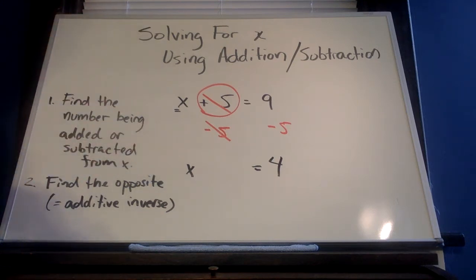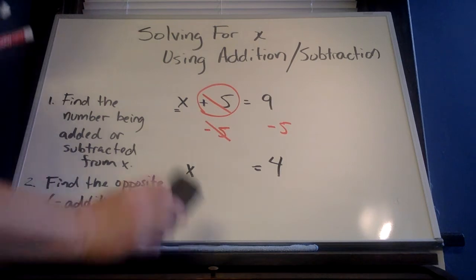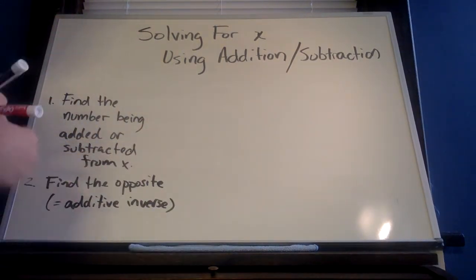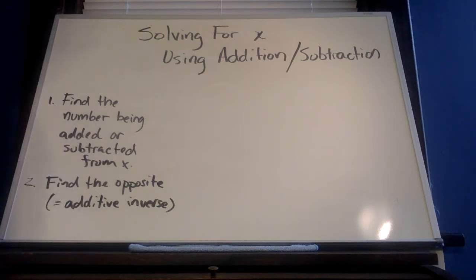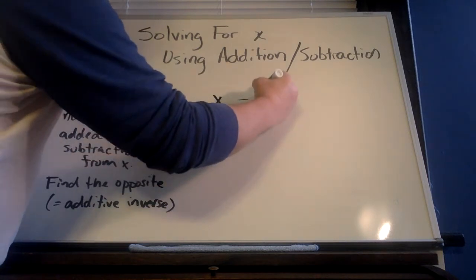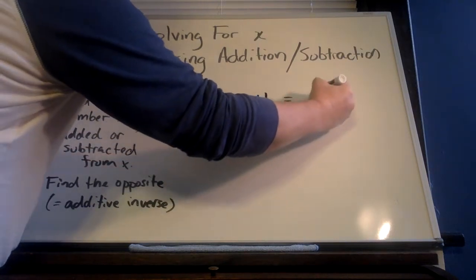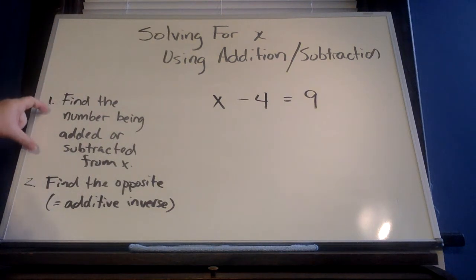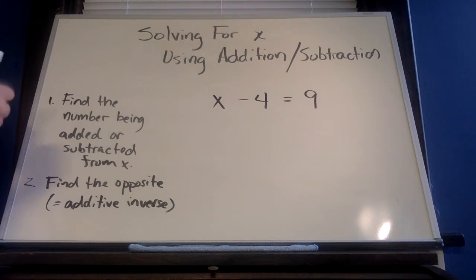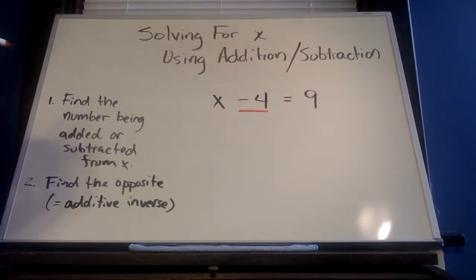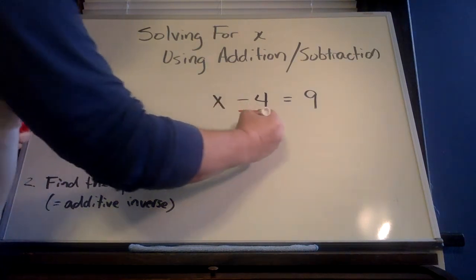X equals 4. So some of the problems you'll be adding a number to x. So the additive inverse will be a negative of that number. In other problems, you'll be subtracting something from x. But the process still stays the same. Find the number being added to or subtracted from x. Negative 4 is being subtracted from x. So what is the opposite of negative 4? It's a plus 4.